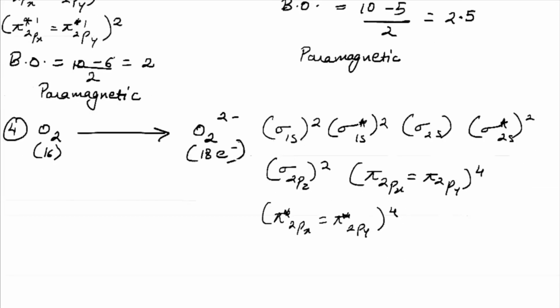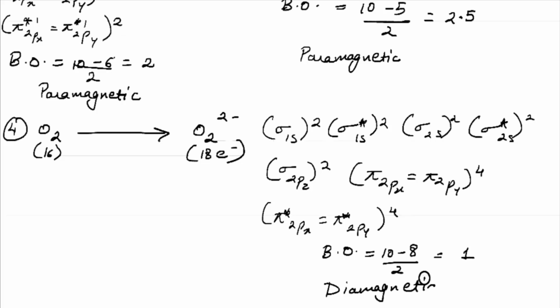Now, in this case, the bond order calculation goes as follows. It's going to be equal to 2 plus 2. Oh, I forgot to write 2 over here. Sorry for that. So we continue. 2 plus 2, 4 plus 2, 6 and 4, 10, minus 2 plus 2, 4 plus 4, 8, upon 2. So that is going to be 1. And since there are no unpaired electrons, we call this a diamagnetic substance. Now, though there is a change from para to dia, the bond order is decreasing and not increasing.